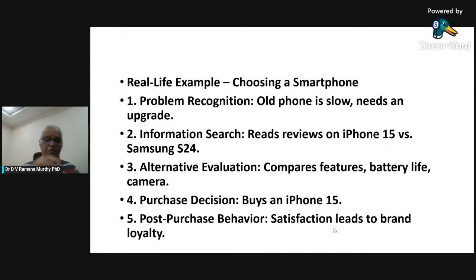Then comes the next stage, post purchase behavior. If the customer gets completely satisfied, yes, of course, satisfaction leads to brand loyalty. He becomes the spokesperson for your product, and he is a loyal customer. For any reason if he wants to change his smartphone, he will definitely go to Apple's iPhone, nothing else. And not only that, he is the best advertising medium and a spokesperson to endorse the product's superiority when compared to other products.